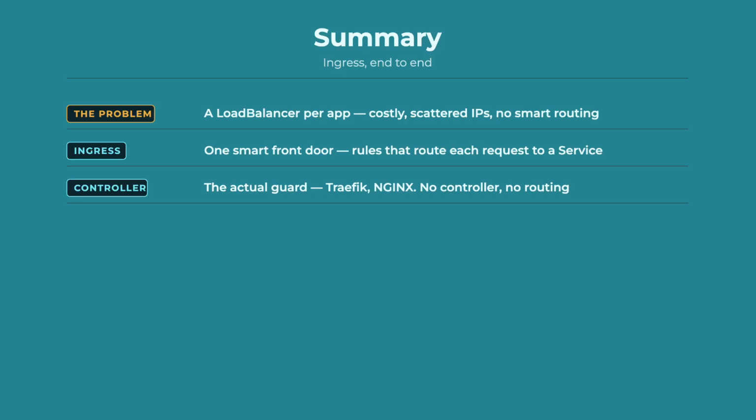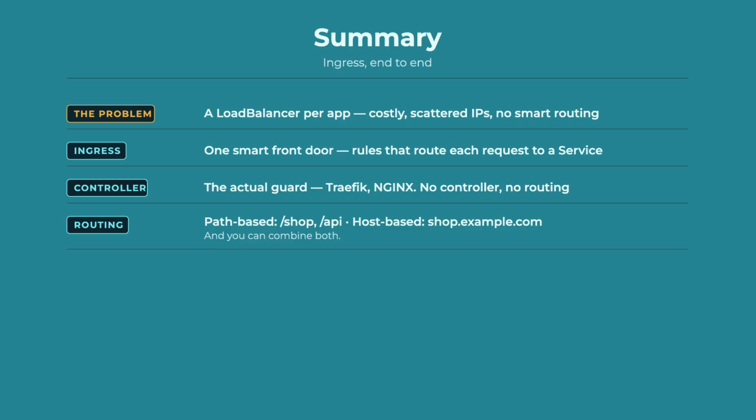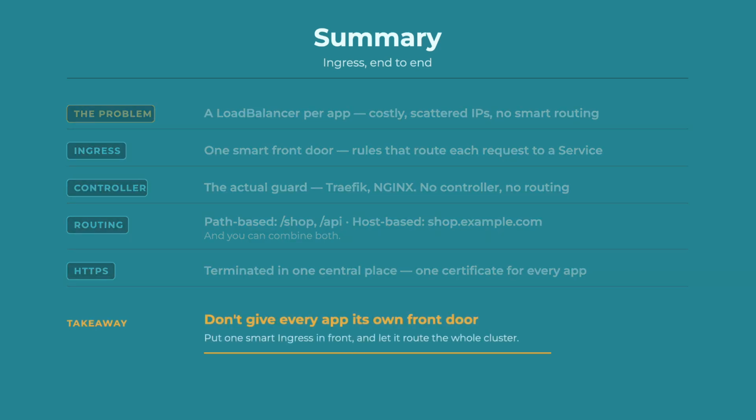No controller, no routing. There are two ways to route: path-based, same domain, different paths like /shop, /api. Host-based, different domains like shop.example.com or api.example.com, and you can combine both as well. Bonus, Ingress handles HTTPS in one central place, so one certificate protecting all the apps behind it. Now, if there is one single thing to take away from this video, don't give every app its own front door. Put one smart ingress in front and let it route the whole cluster.